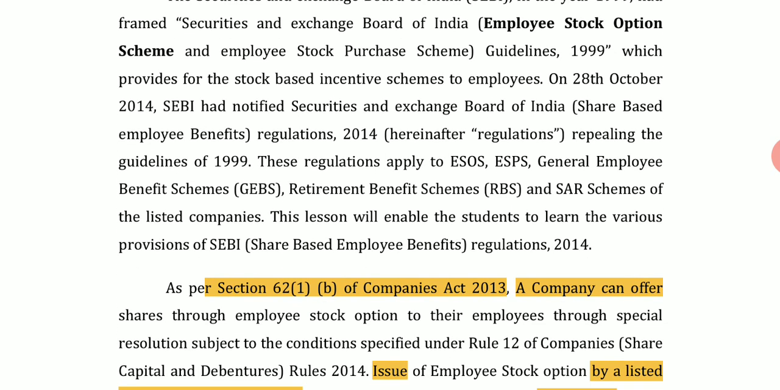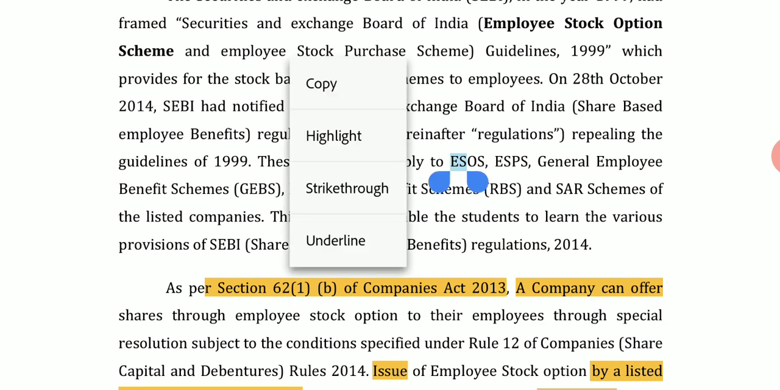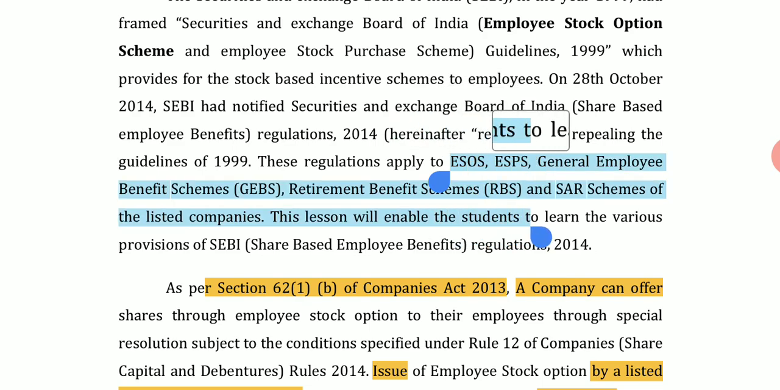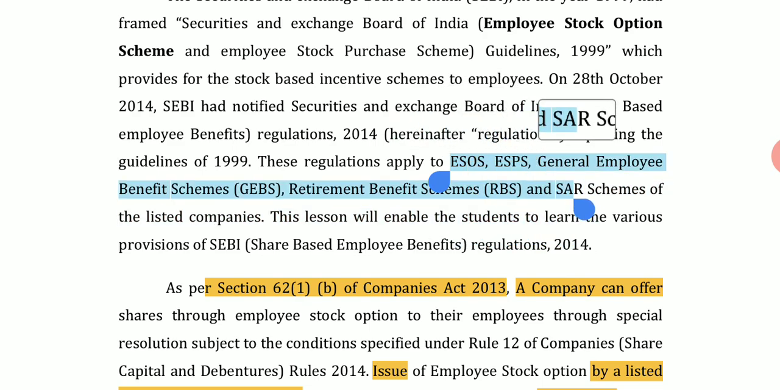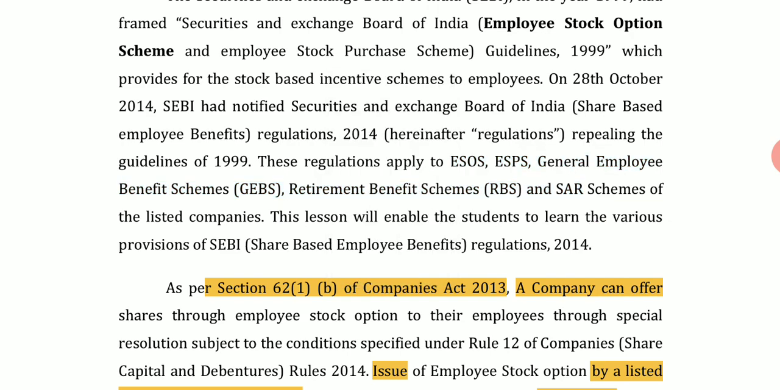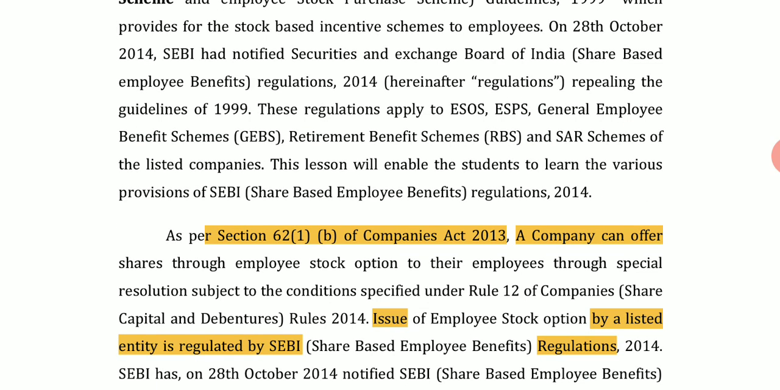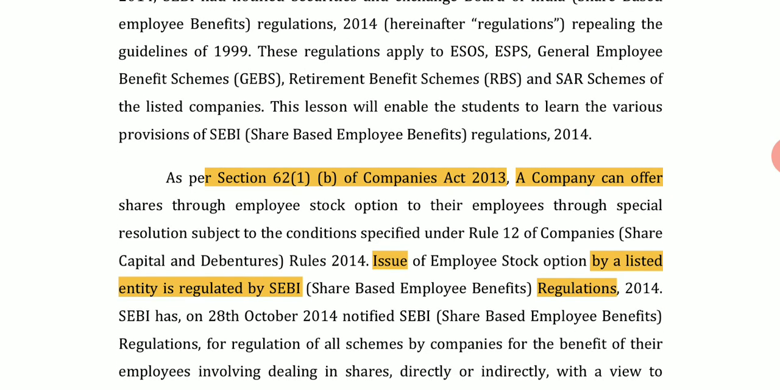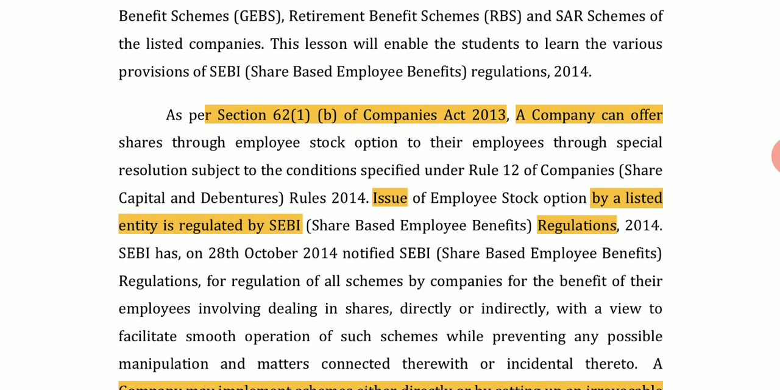Now, inside this regulation, there are different benefit schemes, like the employee stock ownership scheme, options, general employee benefit schemes, retirement benefit schemes, and SAR schemes. All these six are dealt with in different sections, along with the details related to them. Now, these stock options can be issued only by a listed entity regulated by the SEBI.